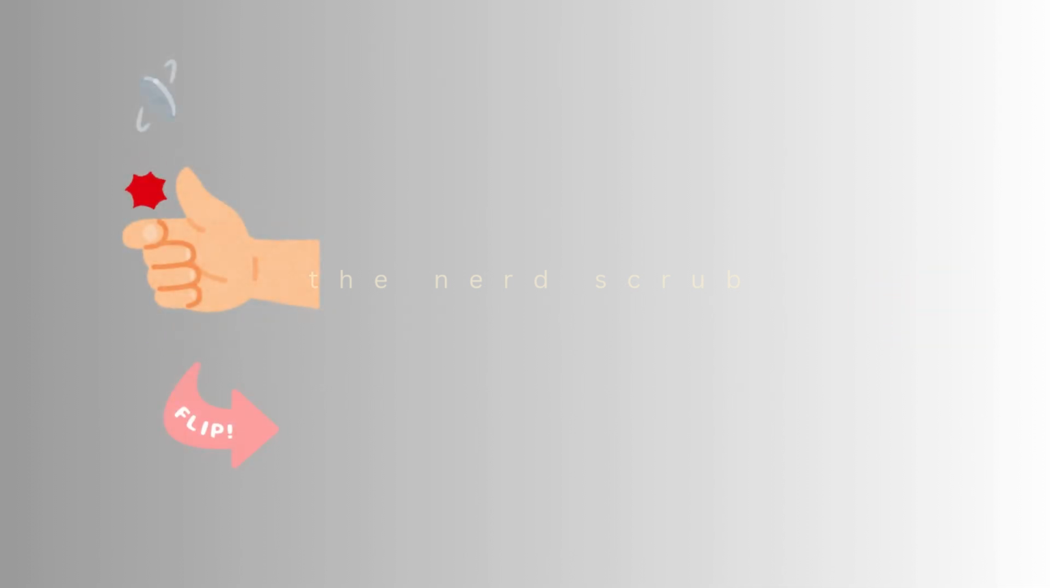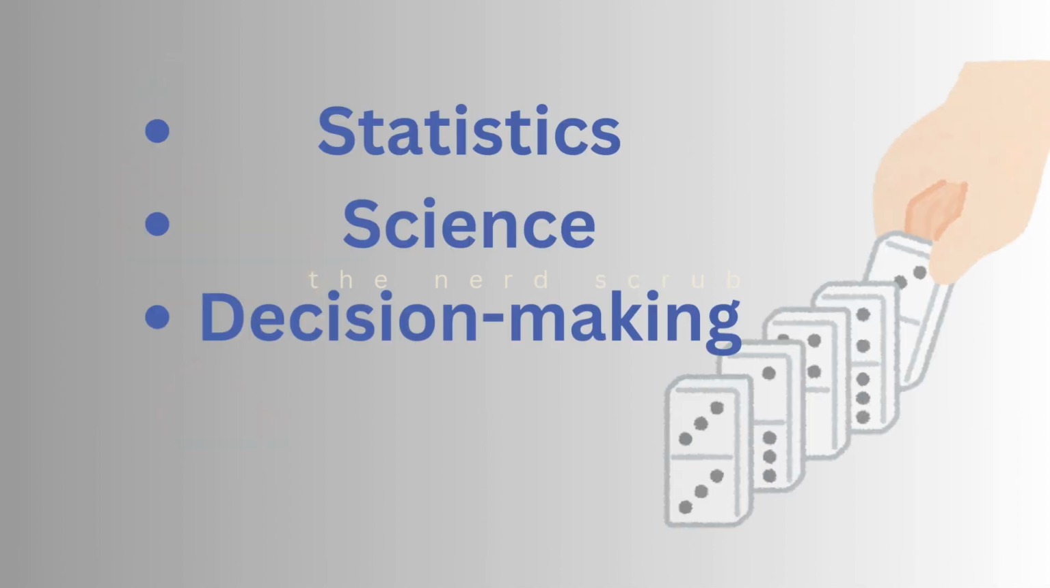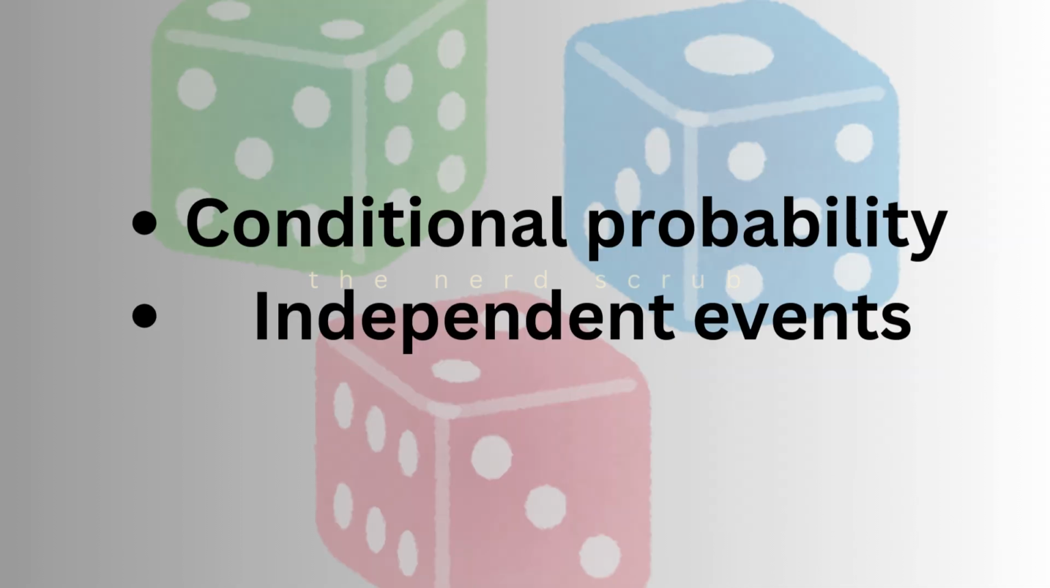For example, when you flip a fair coin, the probability of landing heads is 0.5, or 50%. This concept is central to various fields like statistics, science, and even decision-making in everyday life. Understanding probability allows us to make more informed choices, from choosing investments to planning events. As you dive deeper into probability, you'll encounter more complex ideas, like conditional probability and independent events, which help us understand how the likelihood of one event can affect another.